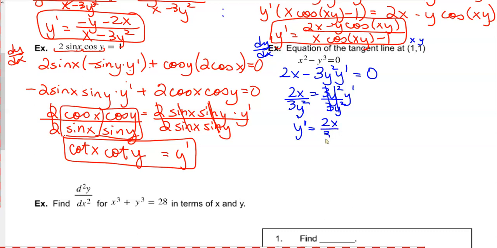So that's the slope of the tangent line at any point on that graph or on that relation, and we are given for the point 1, 1. So at 1, 1, then y prime is equal to 2 times 1 over 3 times 1 squared.